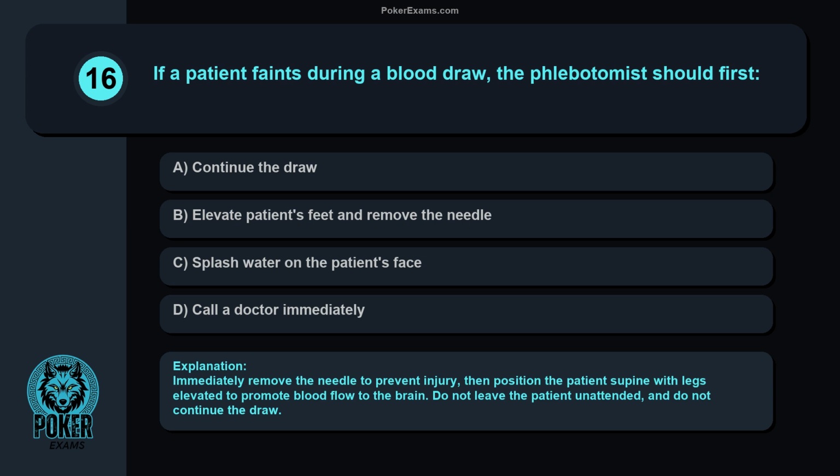Immediately remove the needle to prevent injury, then position the patient supine with legs elevated to promote blood flow to the brain. Do not leave the patient unattended, and do not continue the draw.